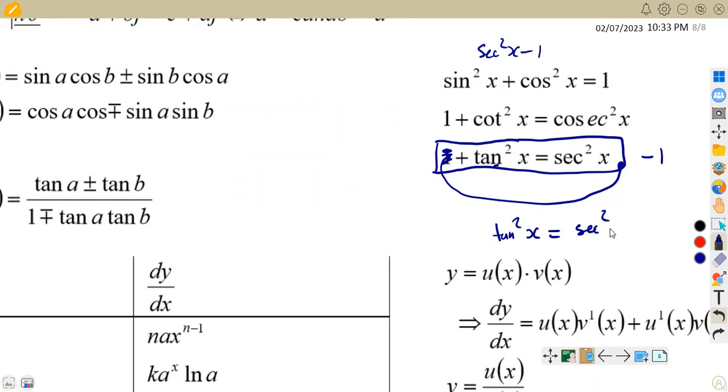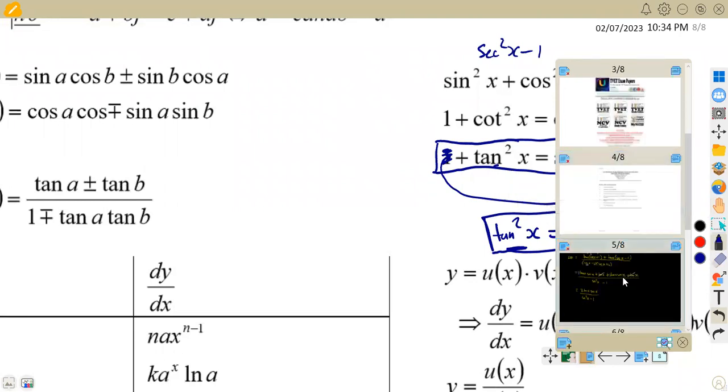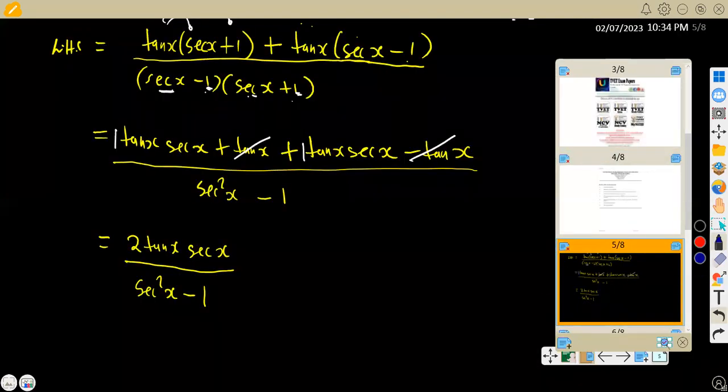Take note, guys, sec squared x minus 1 is the same as tan squared, not tan x, but tan squared x. So wherever you see sec squared minus 1, you substitute tan squared. I hope you are together there. So we are going to substitute to here. That's where we are here.